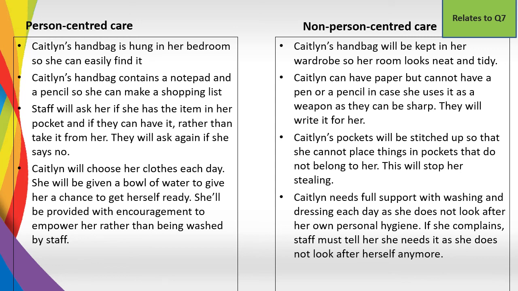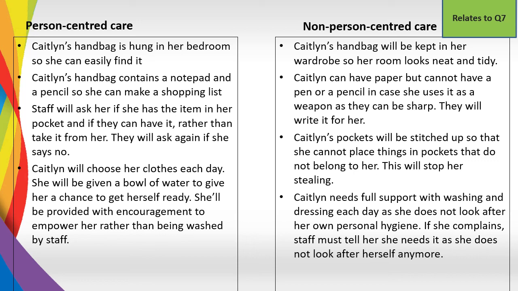In person-centred care, Caitlin's handbag will contain a notepad and a pencil so she can make a shopping list. In non-person-centred care, Caitlin can have paper but cannot have a pen or pencil in case she uses it as a weapon because they might be sharp. The staff will write the list for her. In person-centred care, staff will ask Caitlin if she has an item in her pocket and if they can have it, rather than just taking it from her. They will ask again if she says no. In non-person-centred care, Caitlin's pockets will be stitched up so she cannot place things in the pockets that do not belong to her. This will stop her stealing.